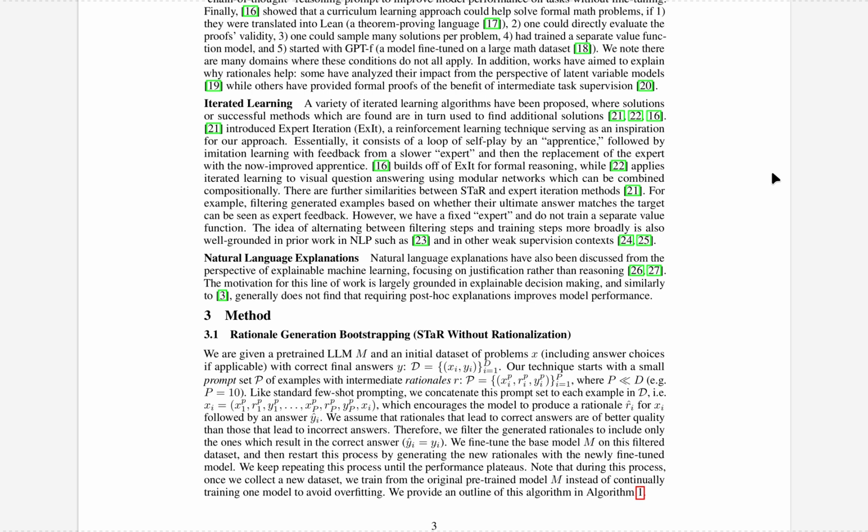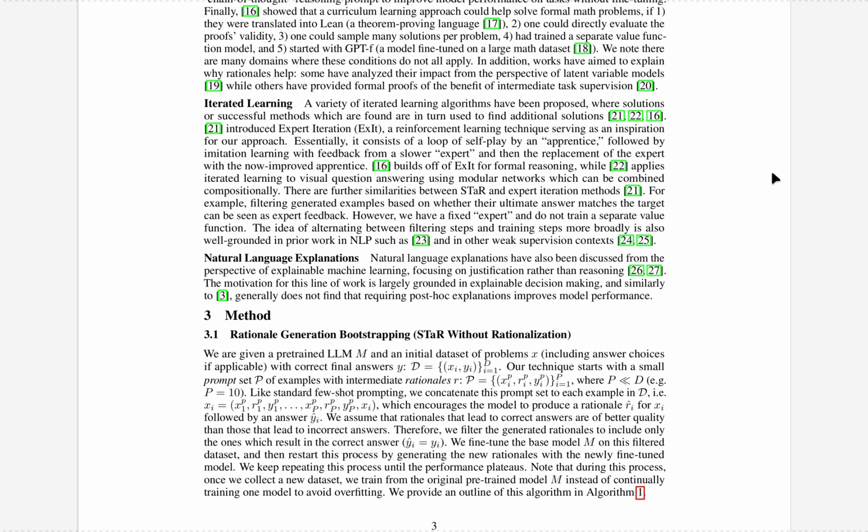Essentially, it consists of a loop of self-play by an apprentice, followed by imitation learning with feedback from a slower expert, and then the replacement of the expert with the new improved apprentice. It builds off expert iteration for formal reasoning, while applying iterative learning to visual question answering using modular networks which can be combined compositionally. There are further similarities between STaR and expert iteration methods.